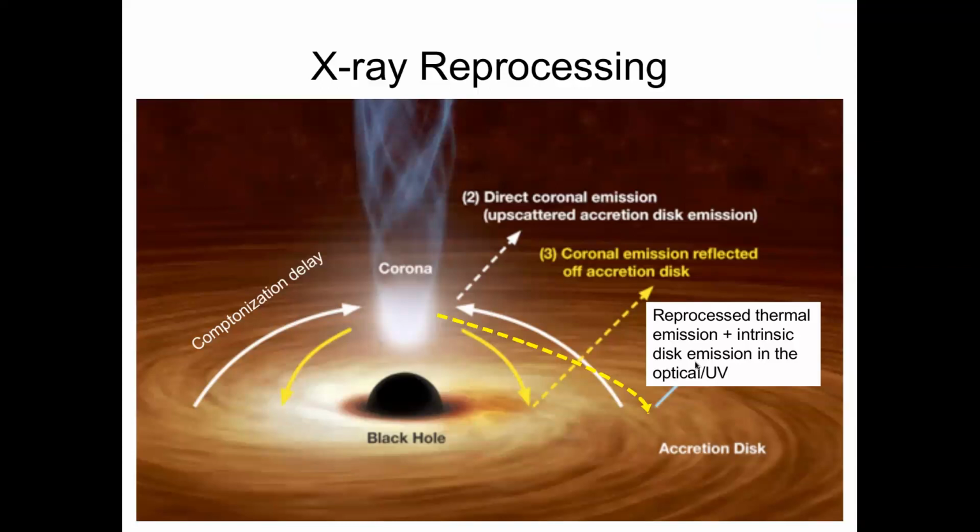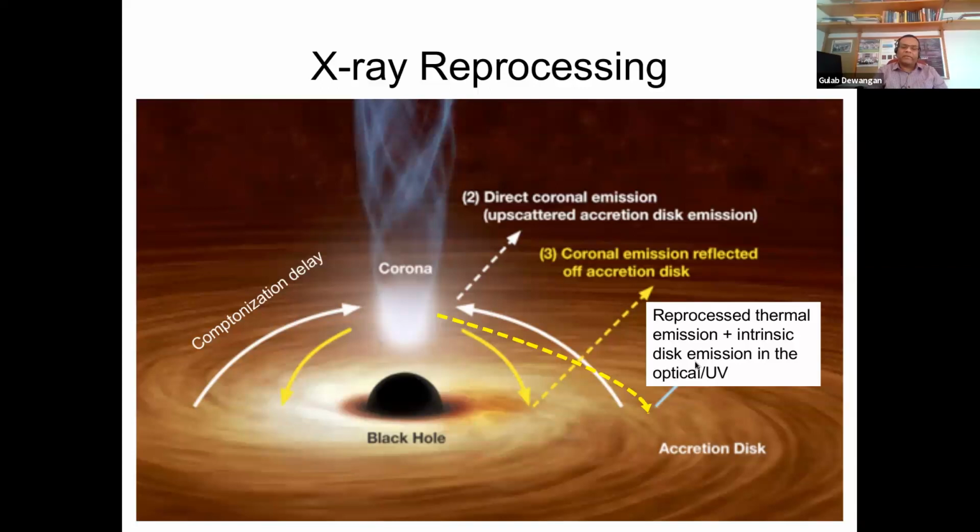And do people know what the extent of this corona is? What we know is that the corona must be really compact, and there are strong observational constraints. First of all, a very simple constraint is the variability time scale. The broadband X-ray power law, which I mentioned, varies on very short time scales. So the corona must be really compact. And then there are other observations which I'll discuss.